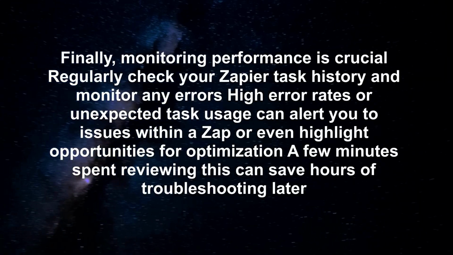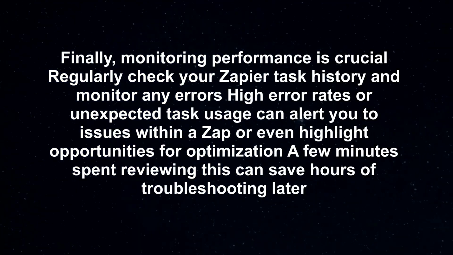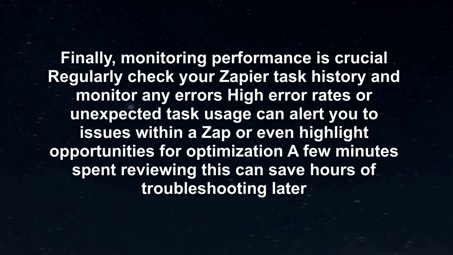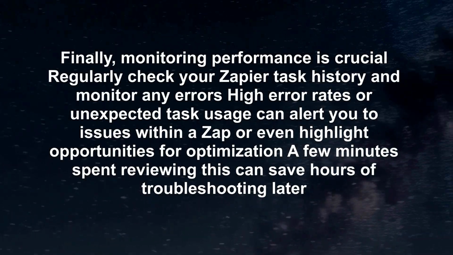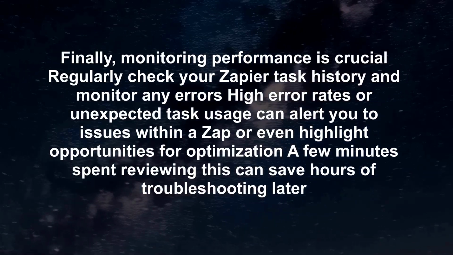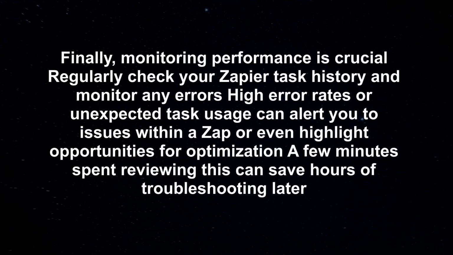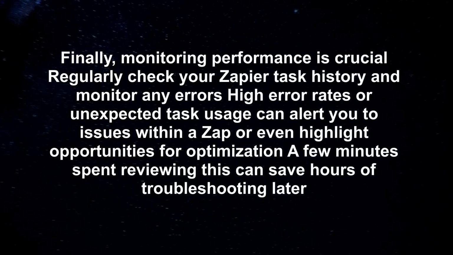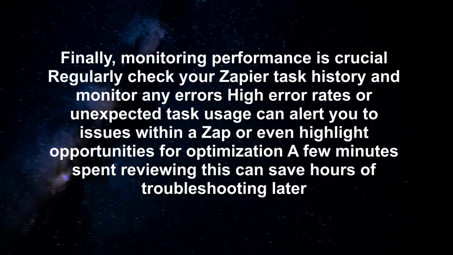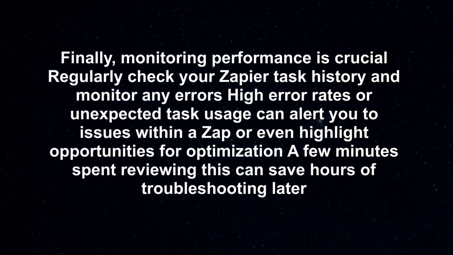Finally, monitoring performance is crucial. Regularly check your Zapier task history and monitor any errors. High error rates or unexpected task usage can alert you to issues within a Zap, or even highlight opportunities for optimization. A few minutes spent reviewing this can save hours of troubleshooting later.